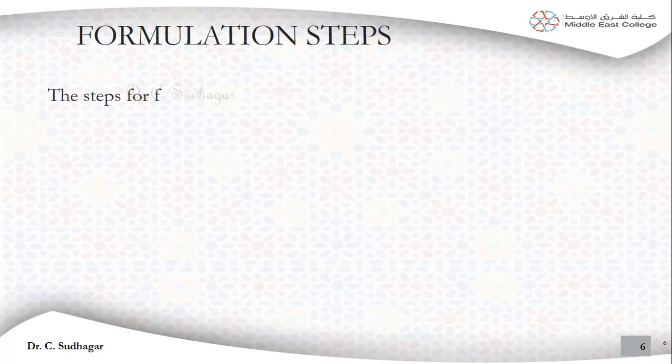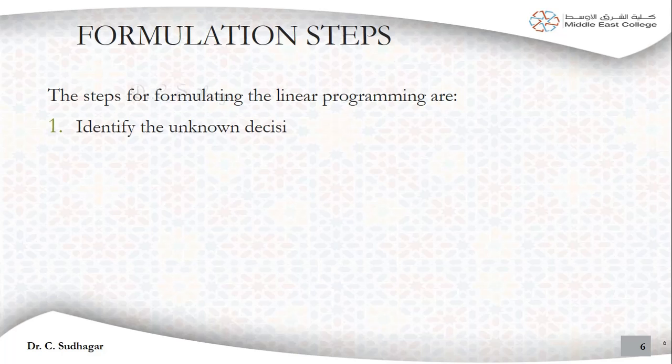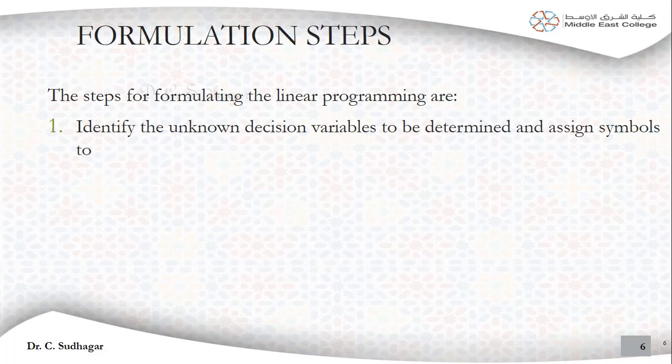First step is we should first decide what are the decision variables. Identify the unknown decision variables to determine and assign symbols for them. It can be x, y, z or x1, x2, x3, x4, like that. First decide what the unknown decision variables are. What are we finally going to find? Find out the factor and give some variables for that.